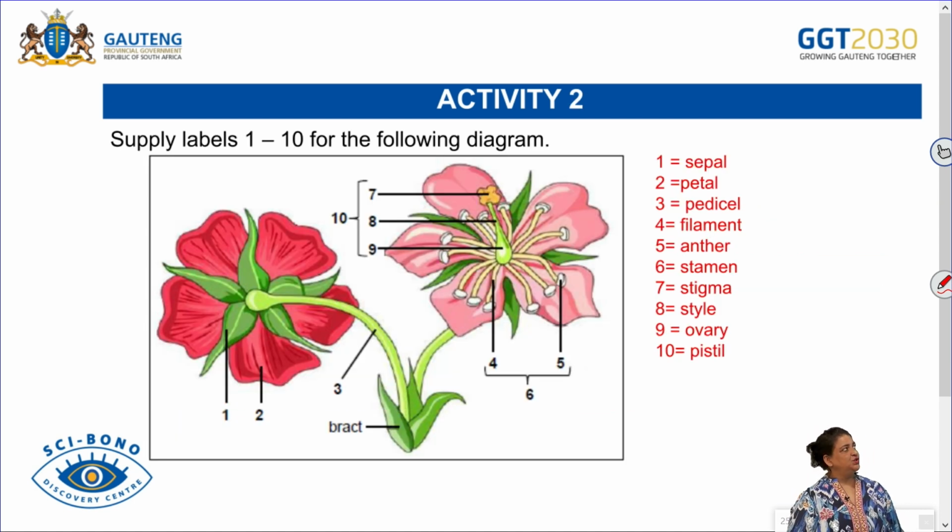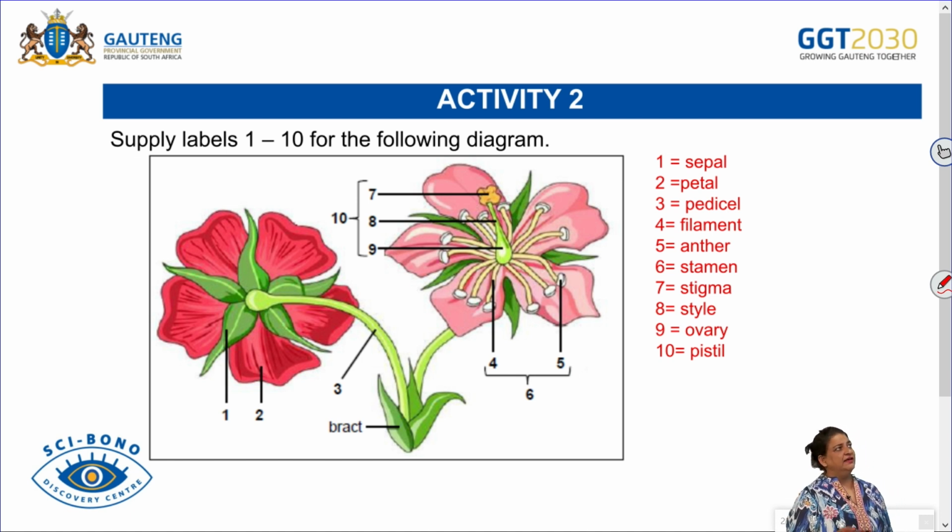This is activity 2. These are questions which are very simple. Know your labels, know the functions of each part as well. Remember, a diagram with the label and the function of the part is called an annotated diagram. So they can ask you to draw an annotated diagram. That means you must draw a diagram with the label, and next to the label in brackets, you put down the function of that part. That is called an annotated diagram.